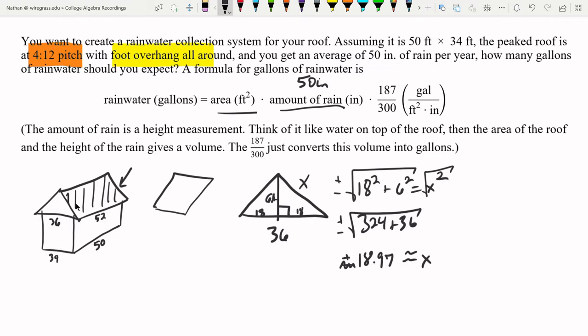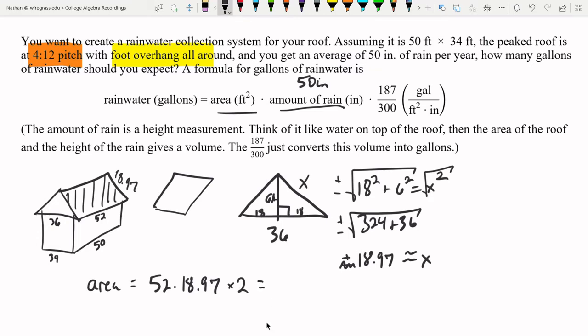And now we can find the surface area of this. So we have 18.97 is the side measurement. And we have 52 feet long, and there's 2 of them. So really the area for the roof is going to be 52 times 18.97 times 2.